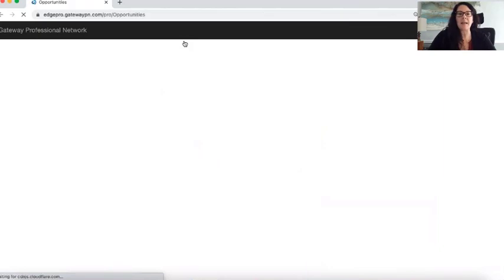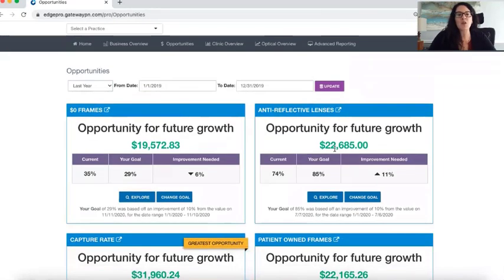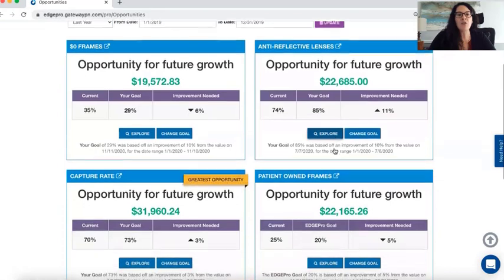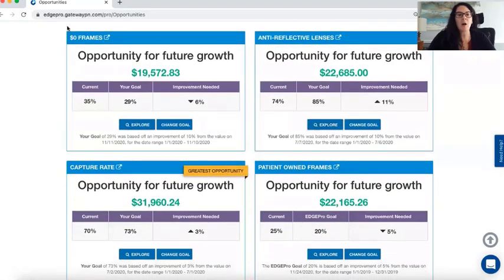I just want to take a peek and see, as it relates to our frames, what should we be really focusing on? And the two big components that come out of here are my $0 frames and our patient-owned frames. For those of you that don't know, $0 frames are those frames that are typically covered by a managed care plan. And when it comes to industry averages, $0 frames and patient-owned frames, we should be running somewhere between 15 and 18%. That is private pay and all of our managed care plans. So cumulatively, we want to fall between that 15 and 18%.